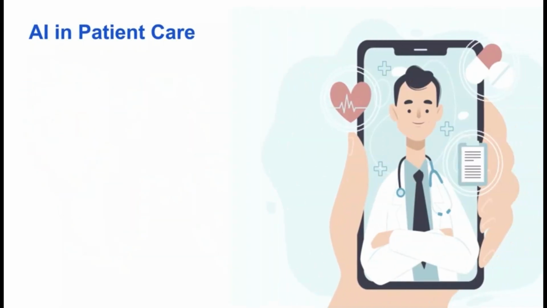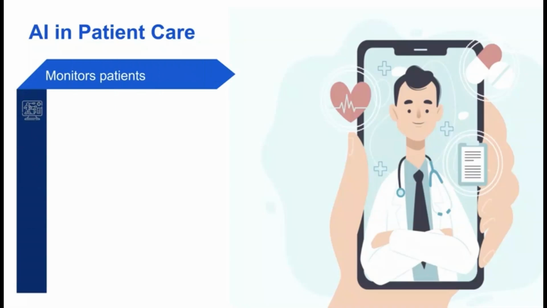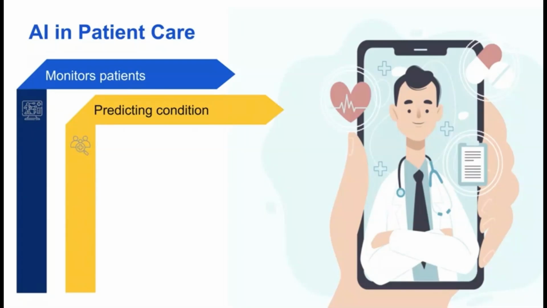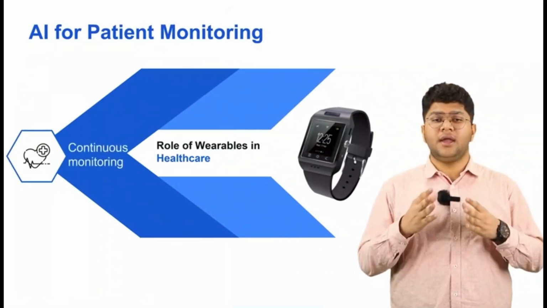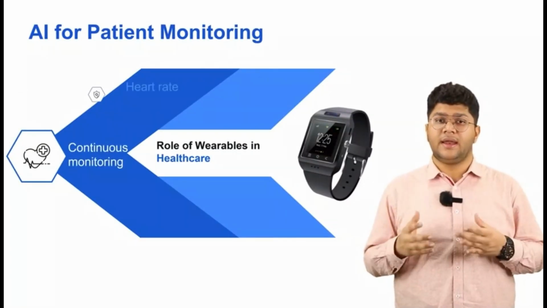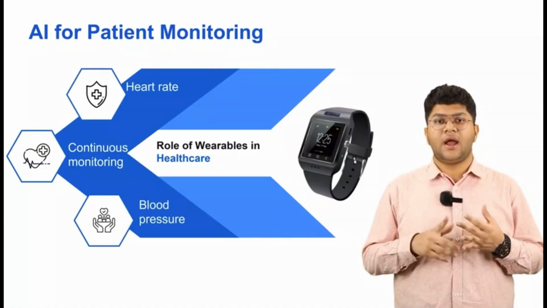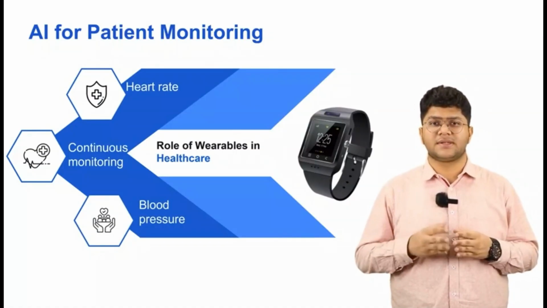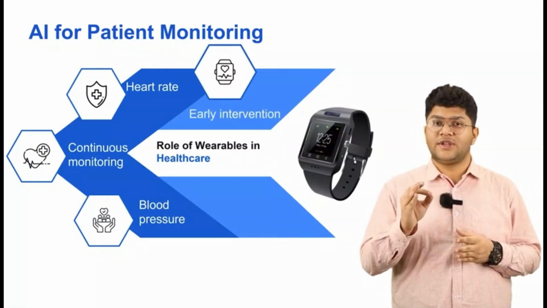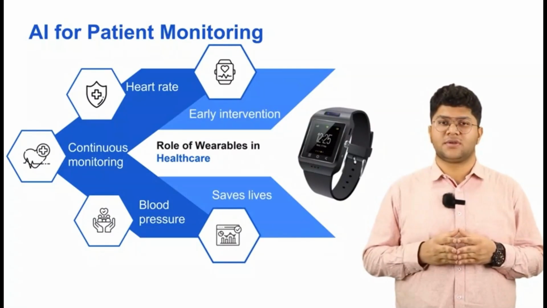AI is also being adapted to improve patient care in hospitals. For example, AI-powered systems are helping to monitor patients in intensive care units, predicting when a patient's condition is likely to worsen and alerting healthcare providers before a critical event occurs. These systems can analyze a continuous stream of patient data like heart rate, blood pressure, and oxygen levels and identify patterns that human providers might miss, allowing for early intervention and potentially saving lives.